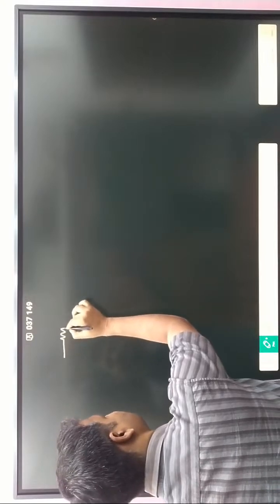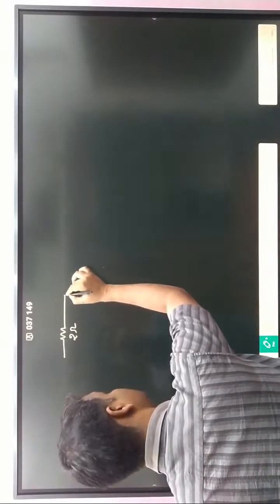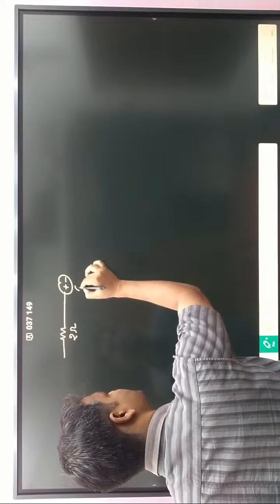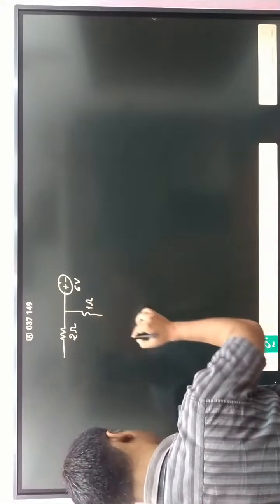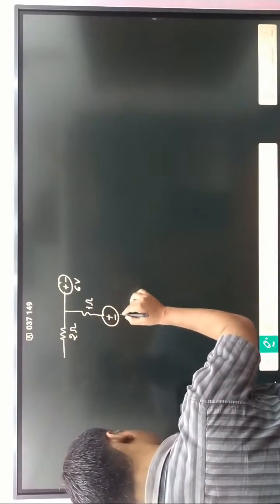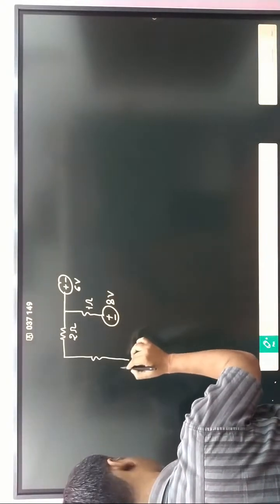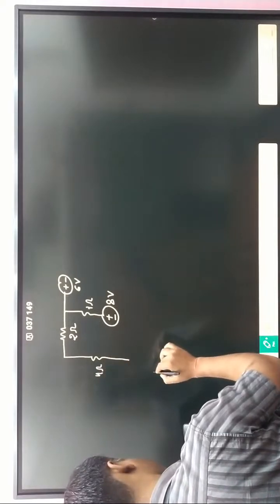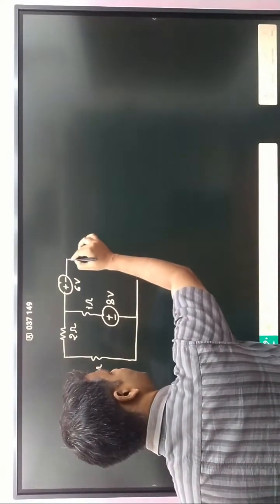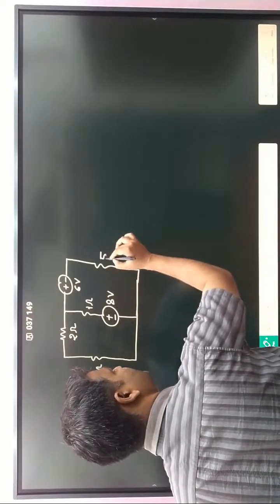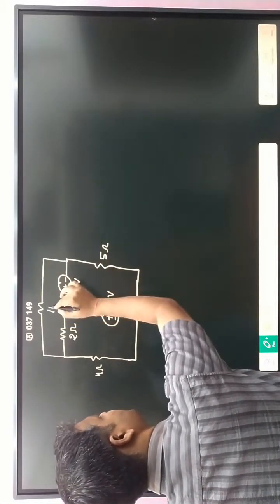Here is a 2 ohm resistance, a voltage source plus minus 6 volt, and here a 1 ohm resistance, and here plus minus 8 volt, and here a 4 ohm resistance, connected to that one, and here 5 ohm, and here 10 ohm.